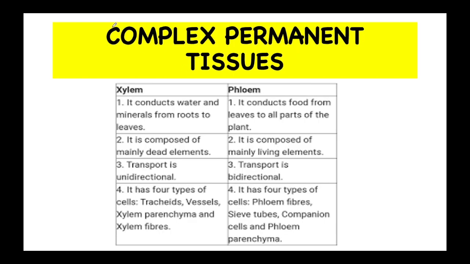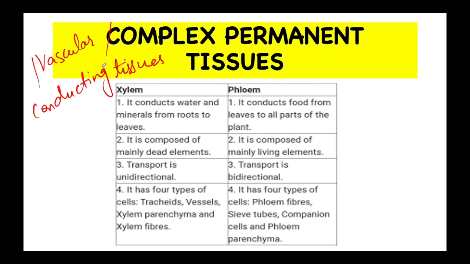Now come to complex permanent tissues. Complex permanent tissues are also known as vascular tissues. They are also known as conducting tissues. So complex permanent tissues, or vascular tissues, or conducting tissues, are of two types: xylem and phloem. So xylem, what is the main function of the xylem? Xylem conducts water and minerals from roots to leaves, and phloem conducts food from leaves to all parts of the plant. Xylem is composed of mainly dead elements and phloem is composed of mainly living elements. In xylem the transport is unidirectional, and in phloem the transport is bidirectional.